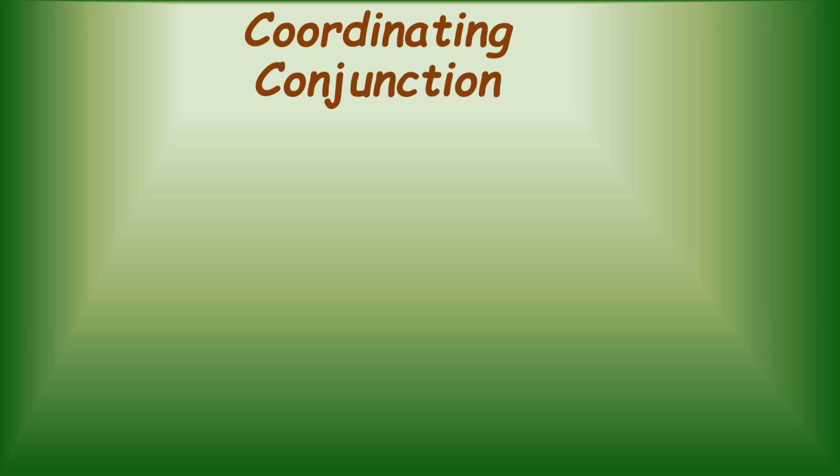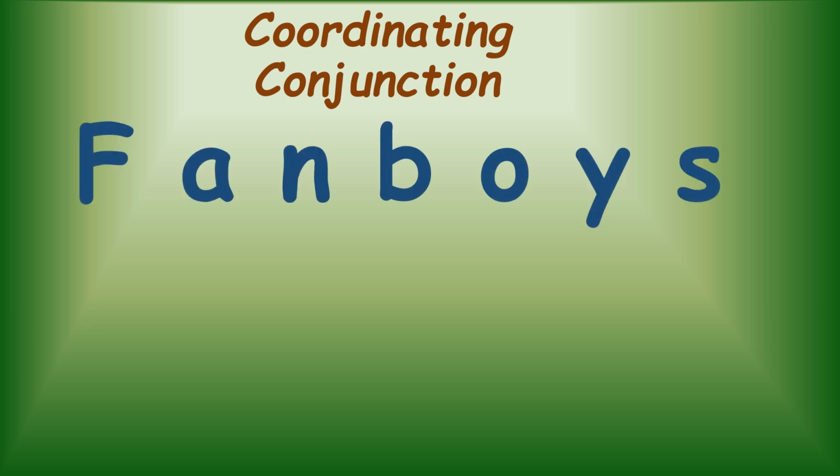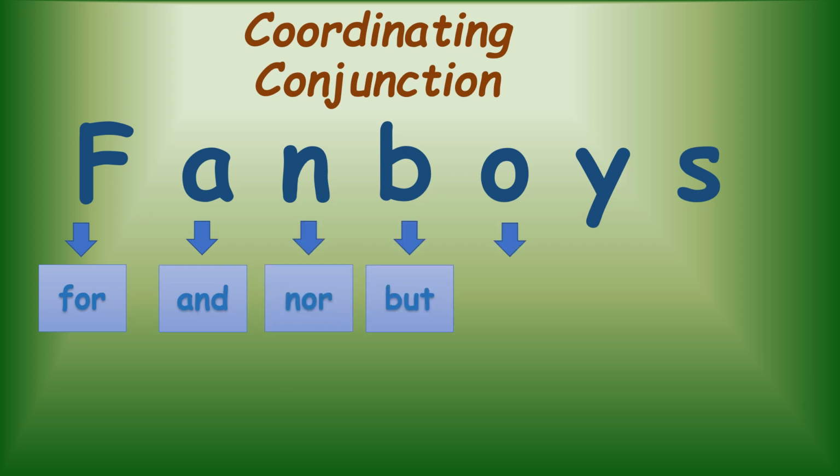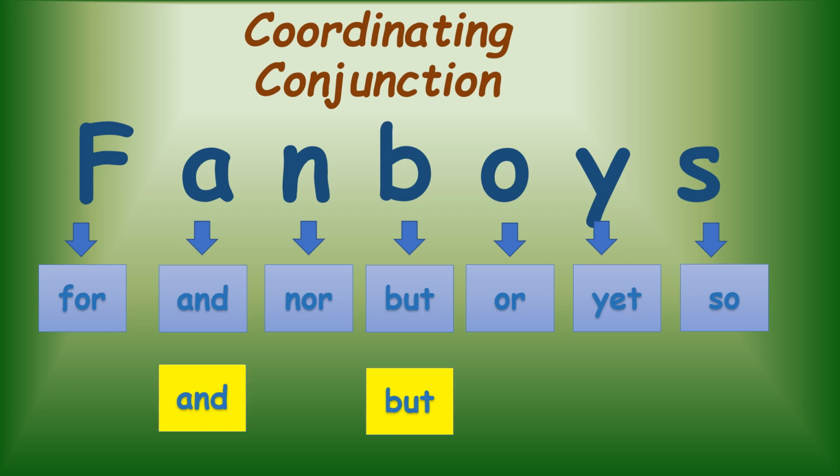Coordinating conjunctions. To remember what coordinating conjunctions are, just remember FANBOYS. That is F for, A for and, N for nor, B for but, O for or, Y for yet, and S for so. For, and, nor, but, or, yet, so. Today we're going to discuss three of them only: and, but, and or.